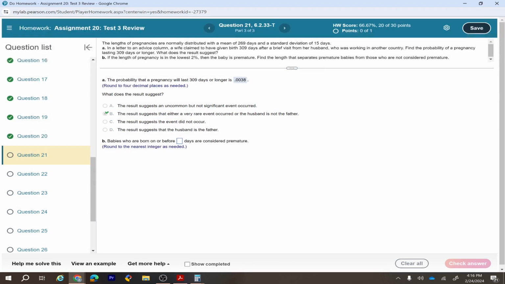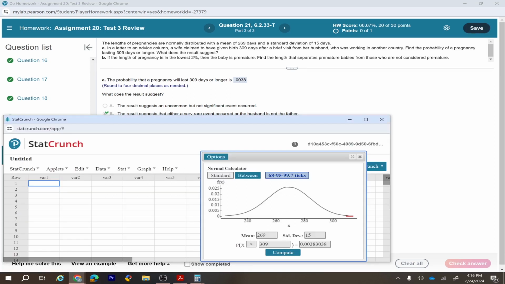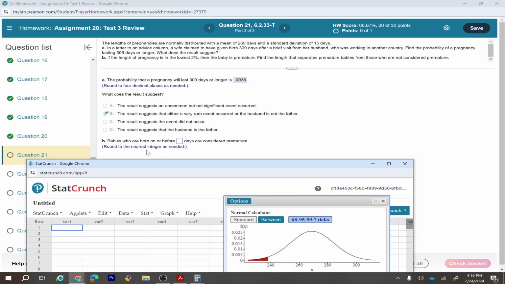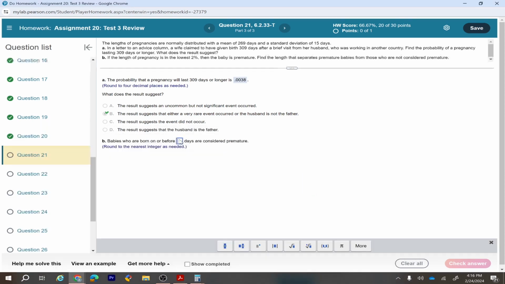Babies who are born on or before... so we need to find out the premature babies. If the length of pregnancy is in the lowest 2%, lowest 2% means we need to find out the days for which it's lowest 2%. So the area under the curve is 2%, and we need to find out the days. That is 238.19. So the babies who are born on or before, if you round it to the nearest integer, it's 238 days. 238 days are considered premature.